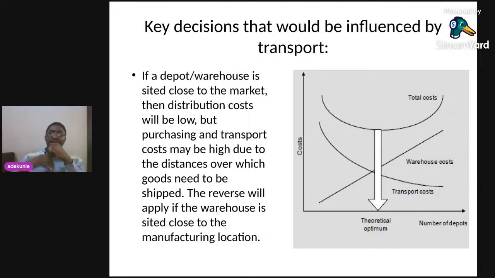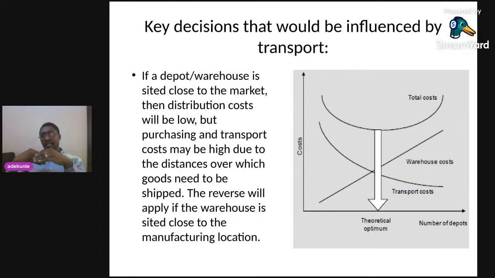Then there are key decisions that will also influence your transport, such as the location of your warehouse. Now the chart we have here shows that if a depot is sited close to a market, then the distribution cost, that's the transportation cost to distribute to the market, will be low. But at the same time, the purchasing and transport costs may be high due to the distance over which the goods need to be shipped to get to that depot close to the market.